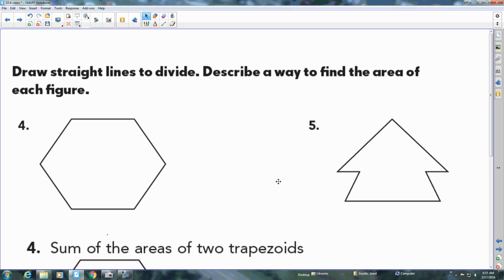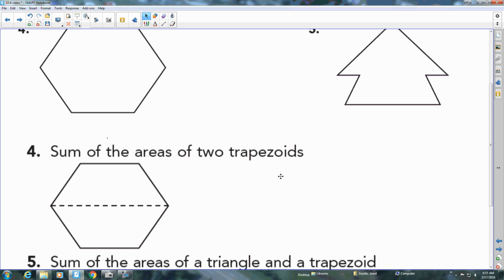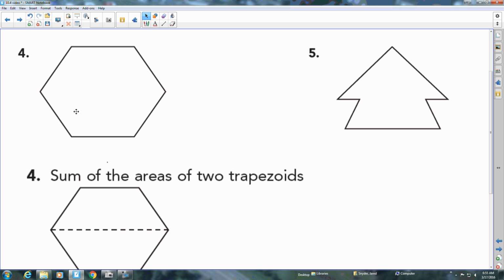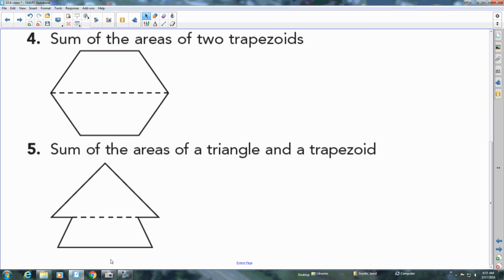Draw a straight line to divide. Describe a way to find the area of each figure. You could split this in half and then add the sums of the two trapezoids. And then this one, you could do area of a trapezoid, area of a triangle.